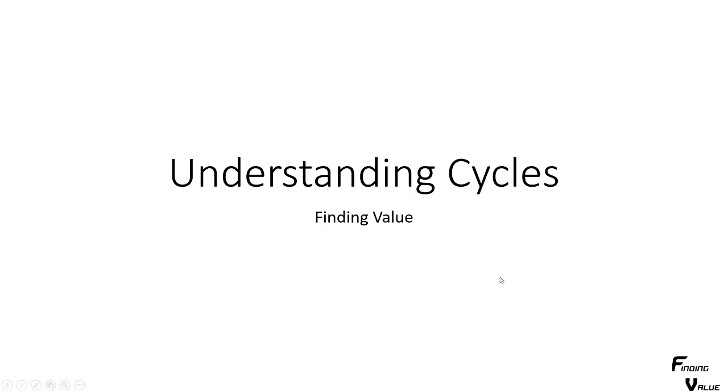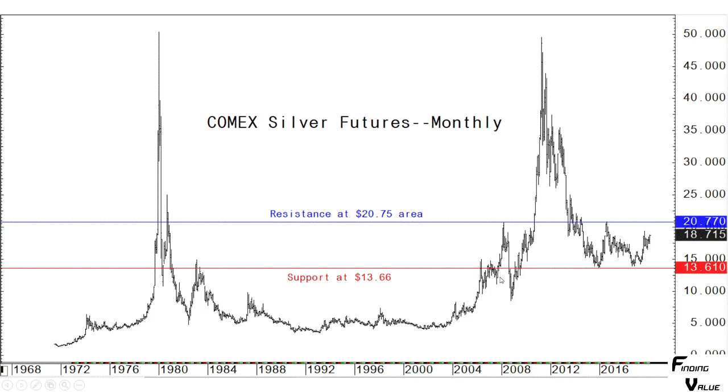So, understanding cycles. I've got a silver chart right here. If you're new and you've never looked at commodities, you just say, I wish I could buy here and sell up there, and buy here and sell up there. But why did it fall to this level down here? Why didn't this go all the way down to $5 or $4? What are some reasons behind these price movements? That's what we're going to get into.